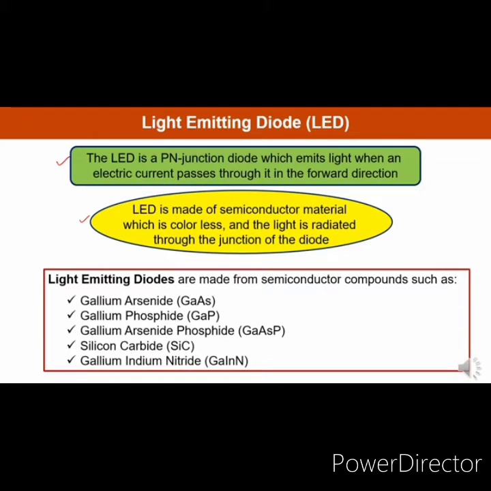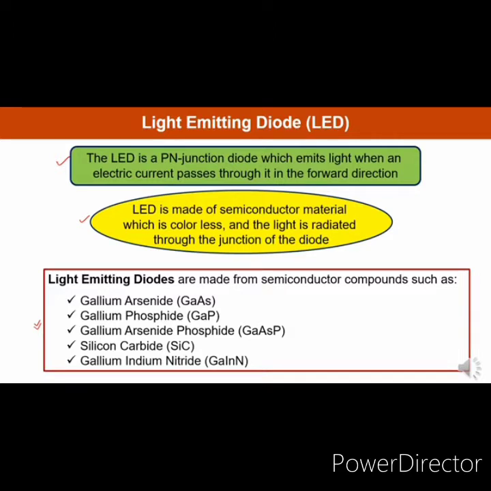Light emitting diodes can be made from semiconductor compound materials. You must remember this point. Semiconductor compound materials like gallium arsenide, gallium phosphide, gallium arsenide phosphide, silicon carbide, and gallium indium nitride. These are some of the examples I have mentioned, but other materials can also be used.